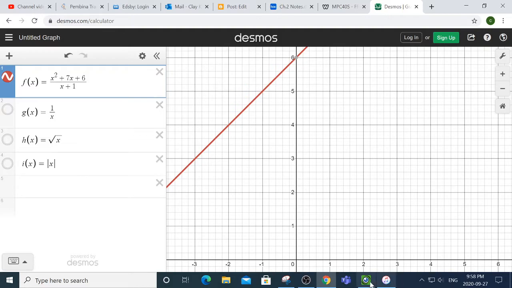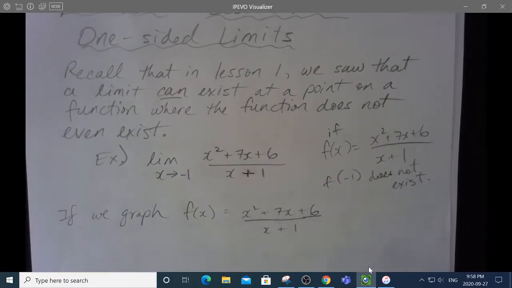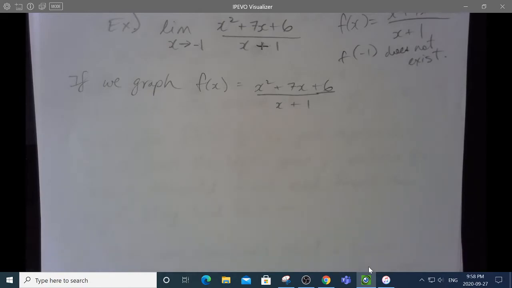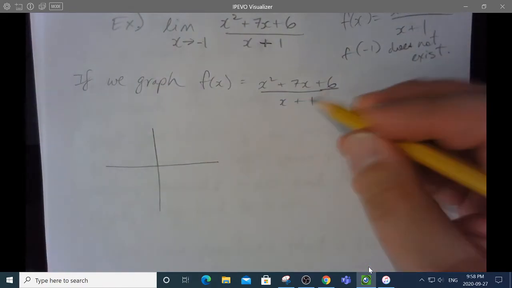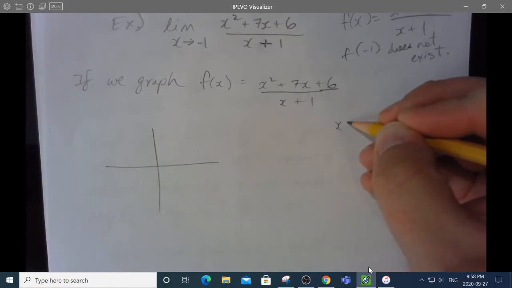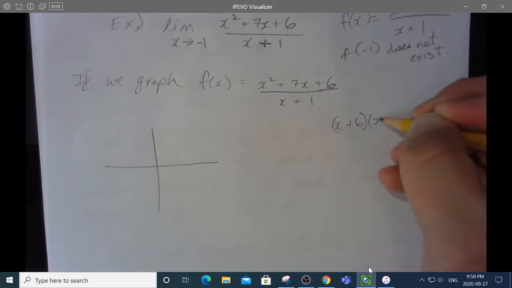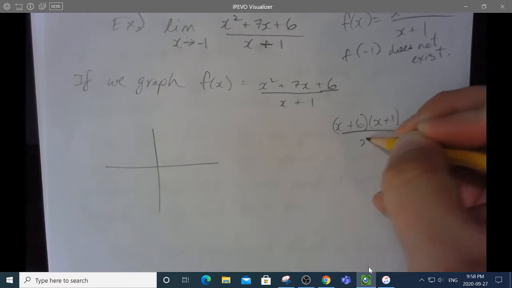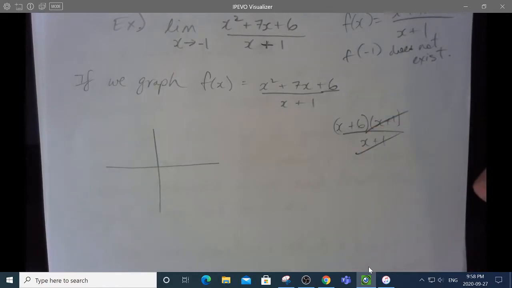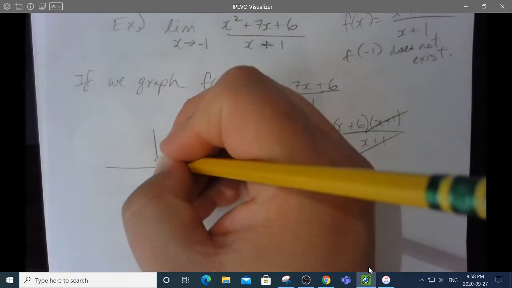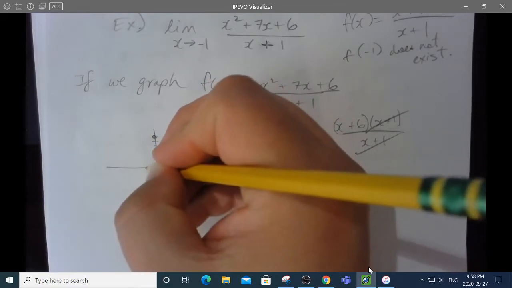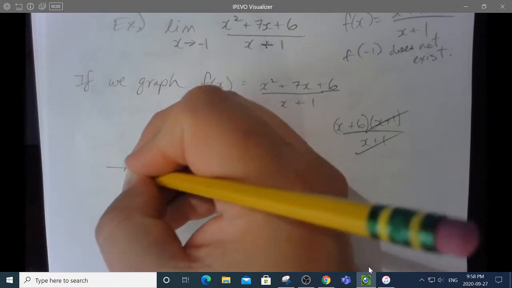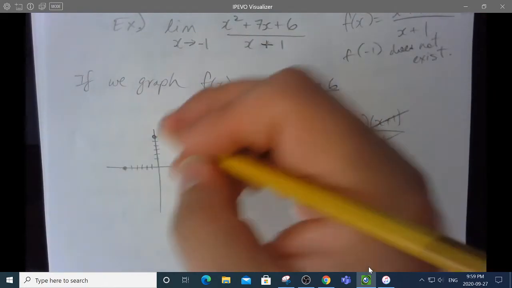In fact, if I was going to sketch a graph of this, and I left myself room to do that, I should probably sketch it as the factored form of this, which is x plus 6 times x plus 1 divided by x plus 1, which is just x plus 6. So that would be 1, 2, 3, 4, 5, 6 for a y-intercept, and 1, 2, 3, 4, 5, 6 for an x-intercept.